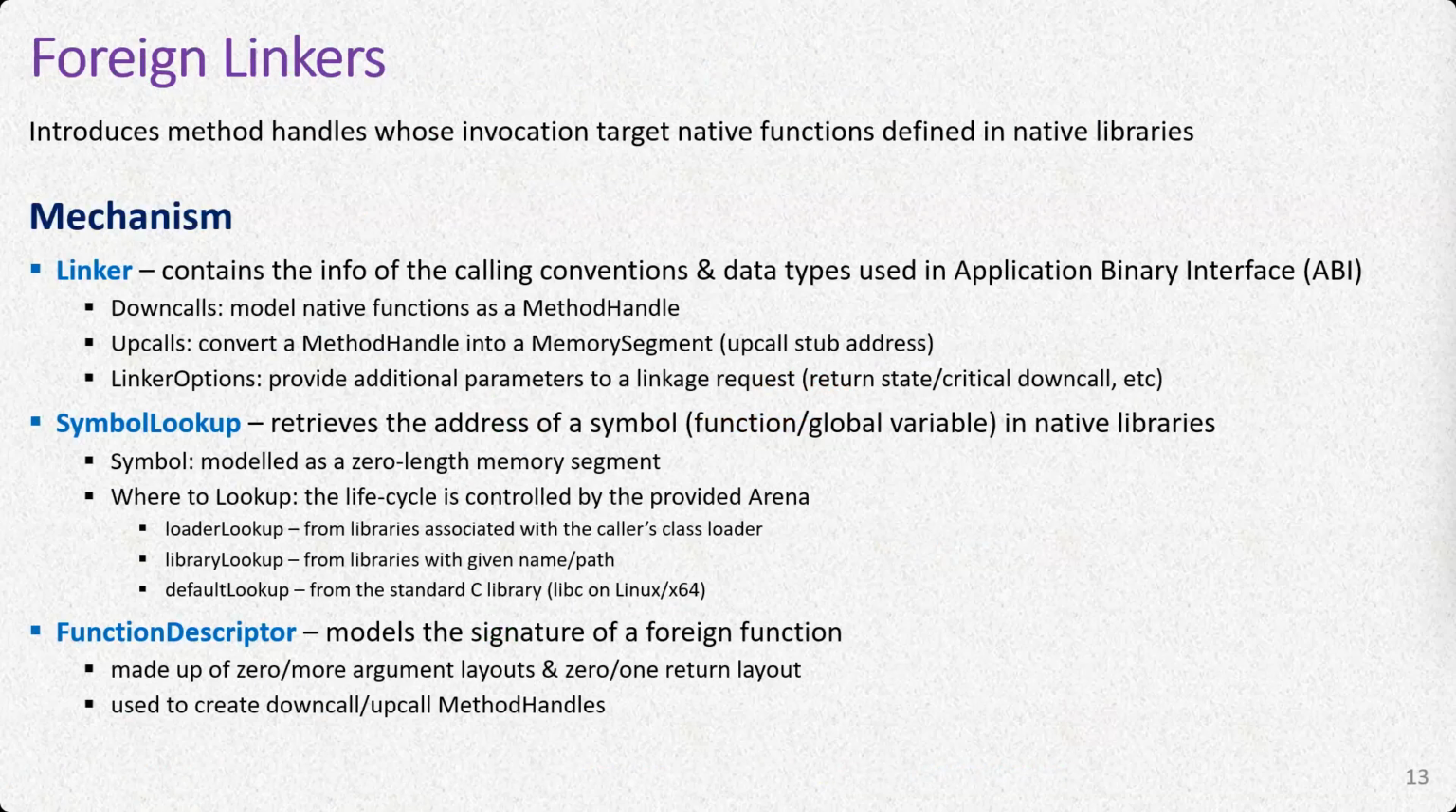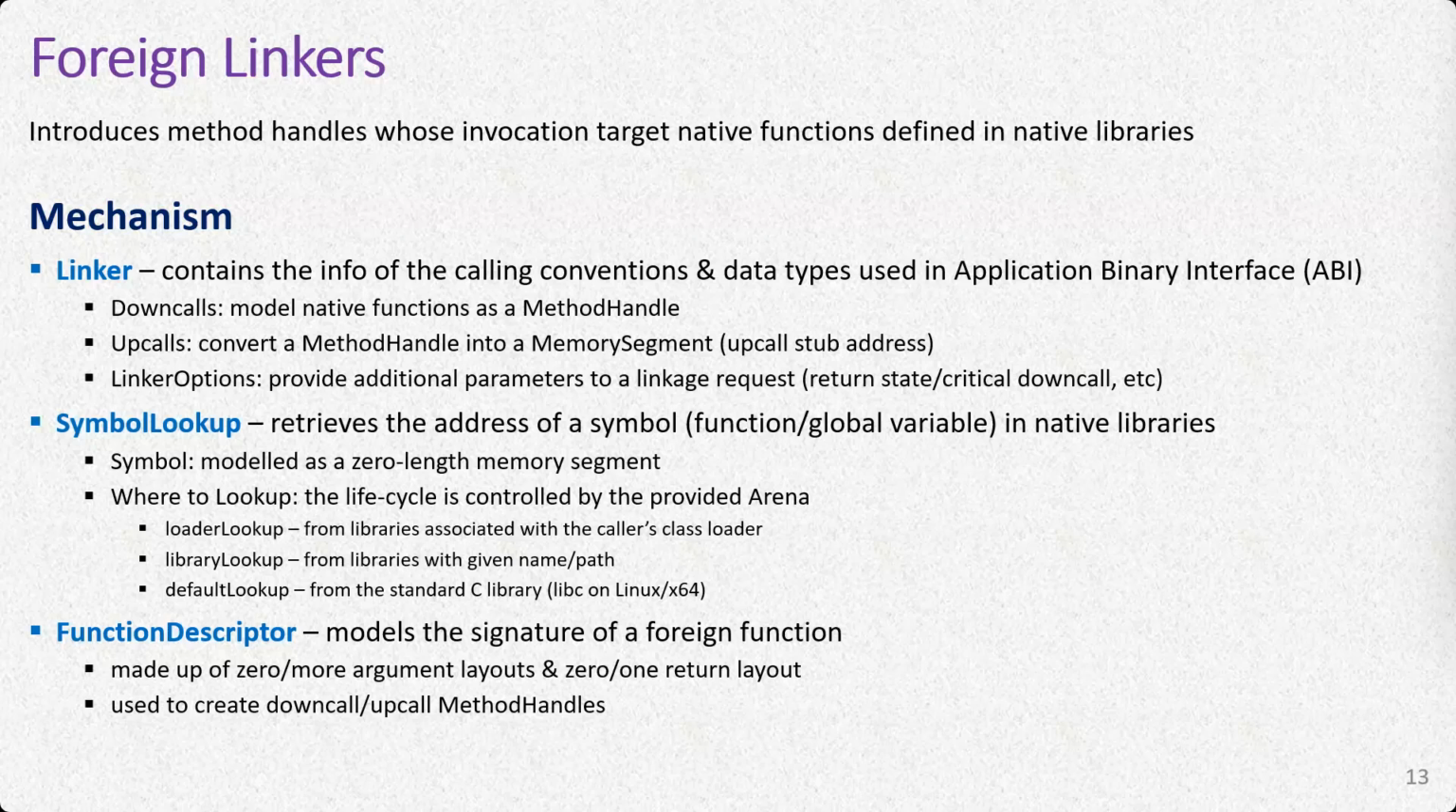Foreign linker is something that leverages the existing method handle facilities in Java to access native functions, which is kind of a bridge connecting the Java space to the native. So the mechanism to enable the native invocation is supported by three artifacts. The first and the most important one is a linker, which contains the key information for the application binary interface specific to a given platform. So like the calling convention and representation of the data types, etc.